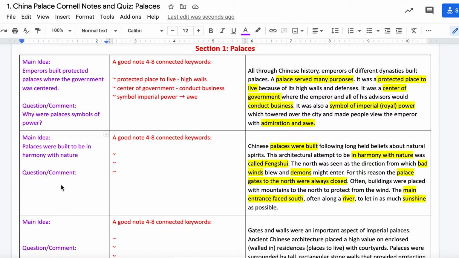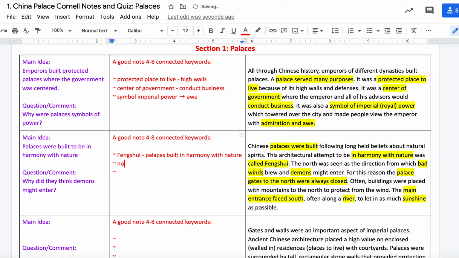And I have a question, which is, why did they think demons might enter? I want to know more about the ancient Chinese belief in demons. So then the main subtopics were, there's stuff about feng shui, okay, which is palaces built in harmony with nature. Got to learn that term, feng shui.